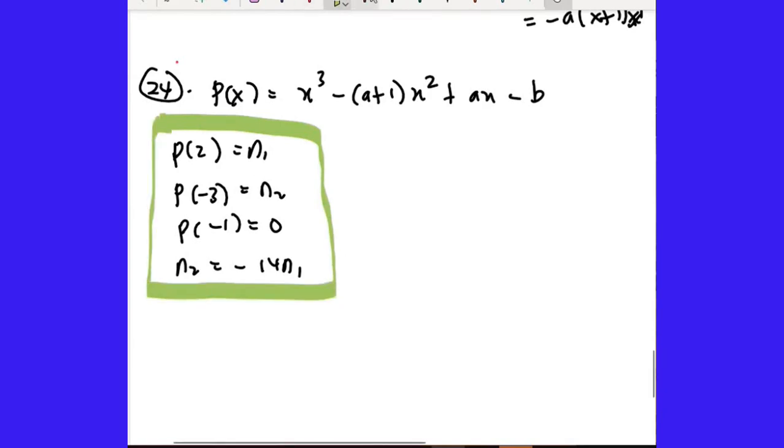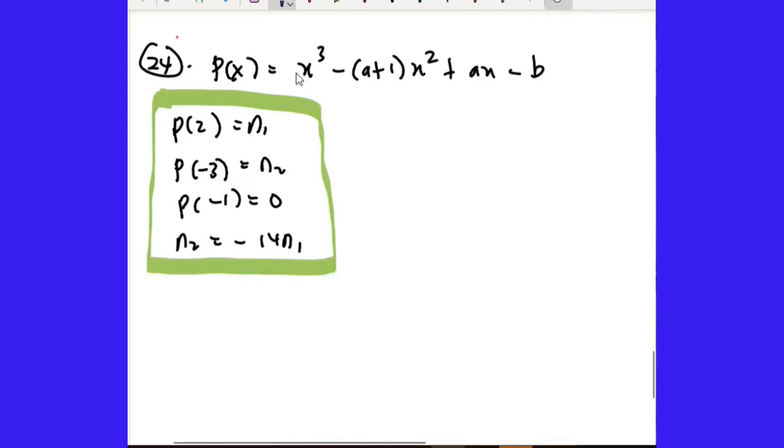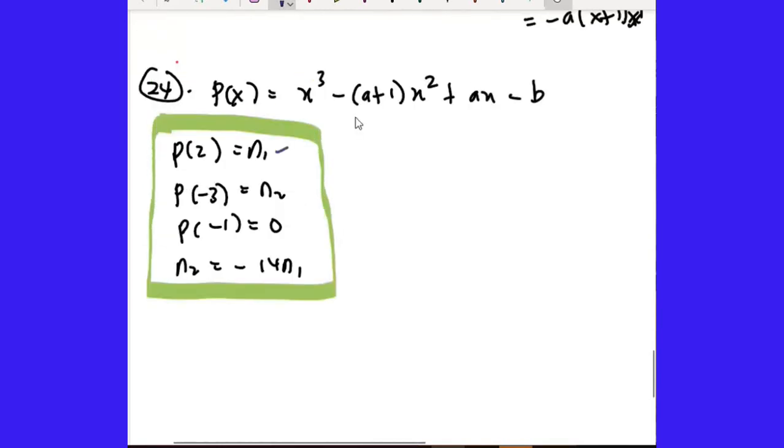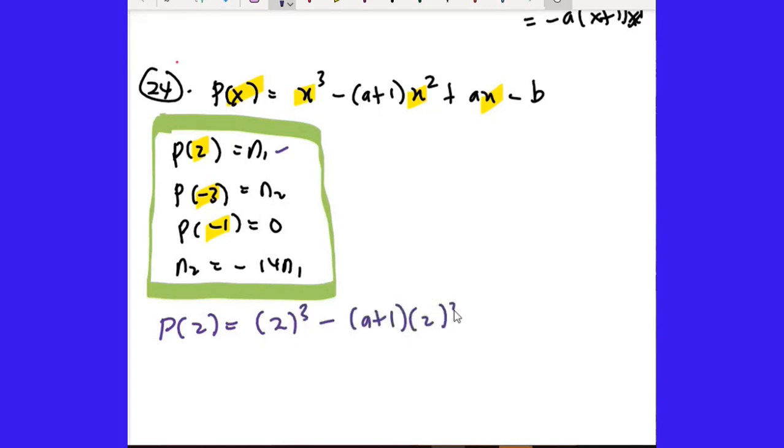Okay, so we start first. This one first. P of 2, substitute here. All these X, X, X, X, X. Substitute. So P of 2, replace all, substitute all variable x to 2. A plus 1, 2 squared plus A 2 minus B is equal to N1.